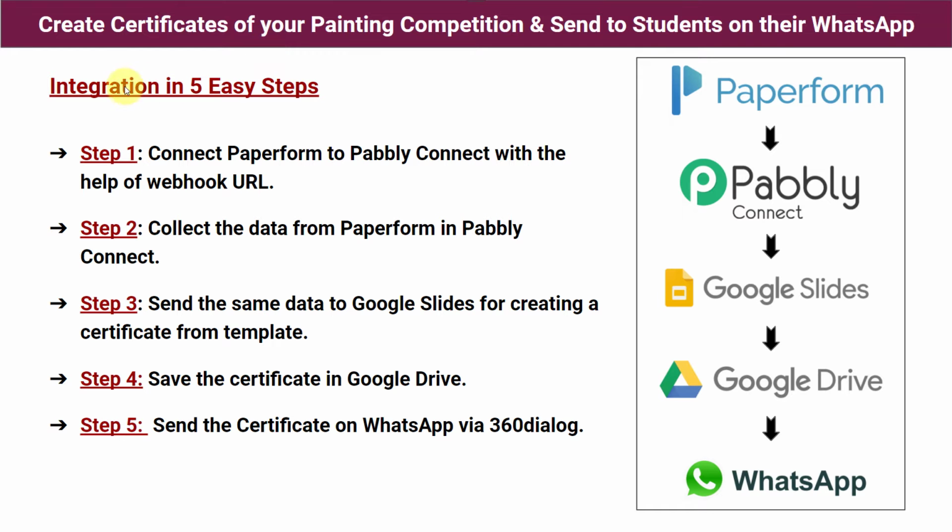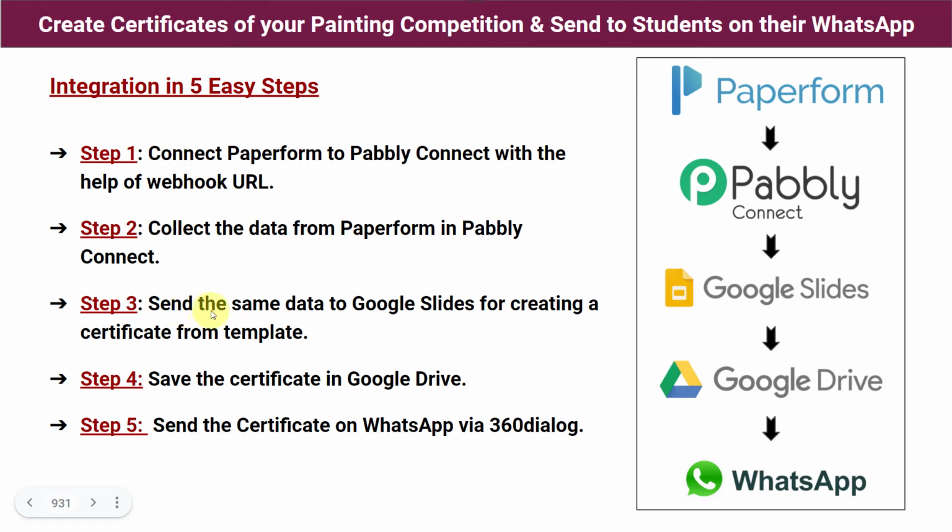So guys, these are the 5 easy steps by which you can also make this integration or connection between paper form and WhatsApp. So step 1 is connect paper form to Pabbly Connect with the help of webhook URL. So first of all, we are going to open Pabbly Connect and connect our paper form with Pabbly Connect. Step 2 is collect the data from paper form in Pabbly Connect. So in second step, we'll bring the data from our paper form responses to here in Pabbly Connect.